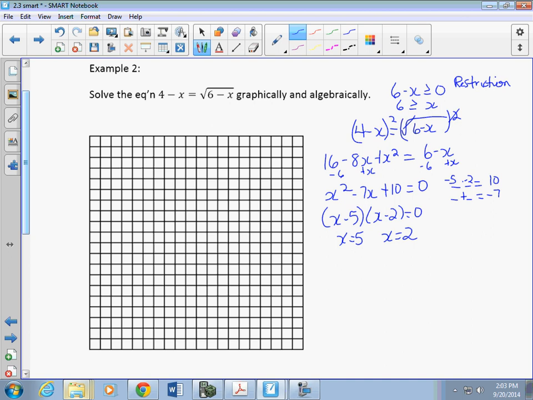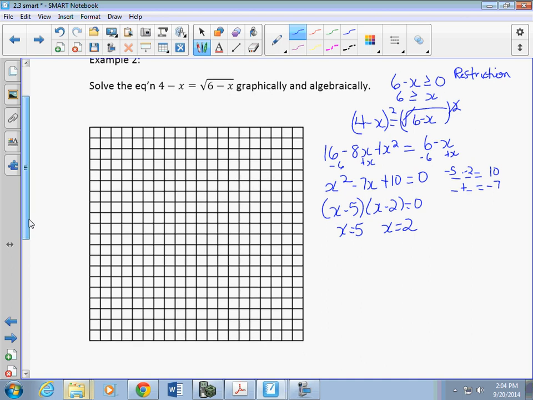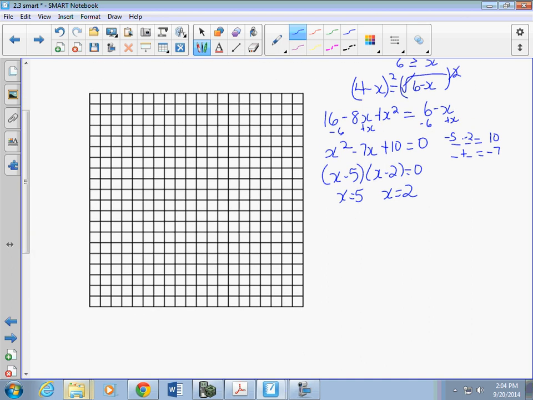Okay, so I have x is equal to 5 and x is equal to 2. So I have to then check. When I check x equals 5, I have 4 minus 5 is equal to the square root of 6 minus 5. So I have negative 1 is equal to square root of 1. Negative 1 is equal to 1. So this one doesn't work, so I'm throwing that one out.